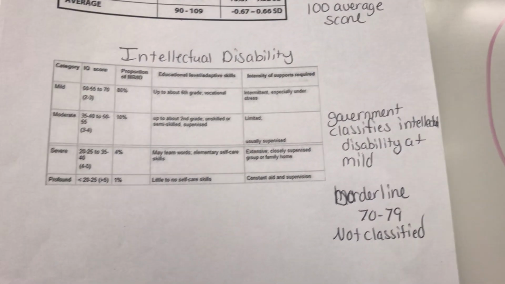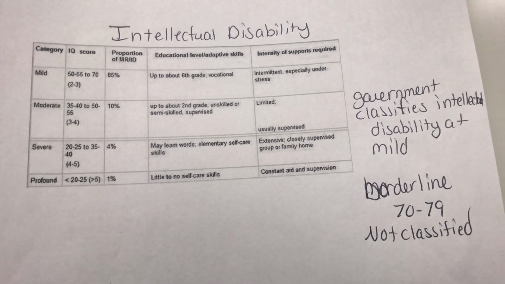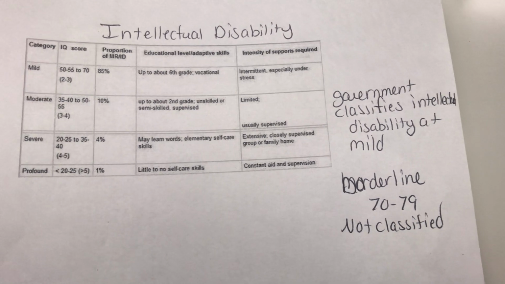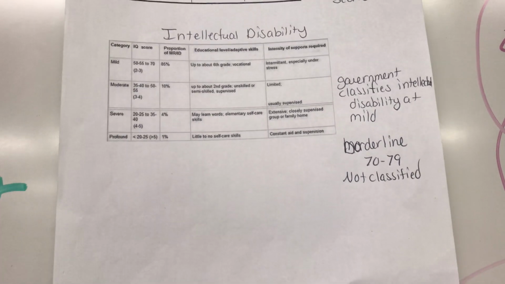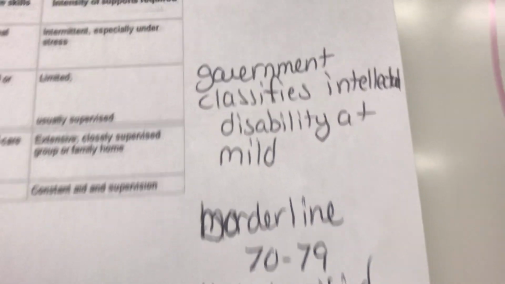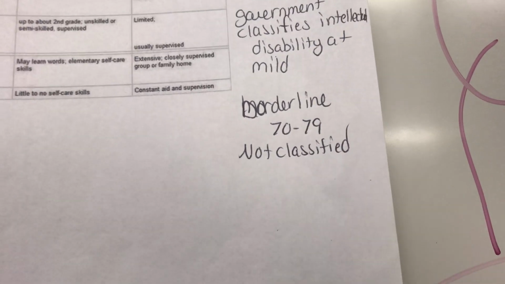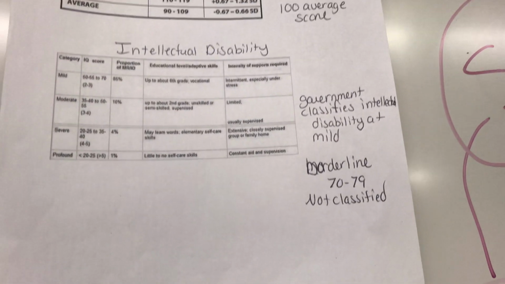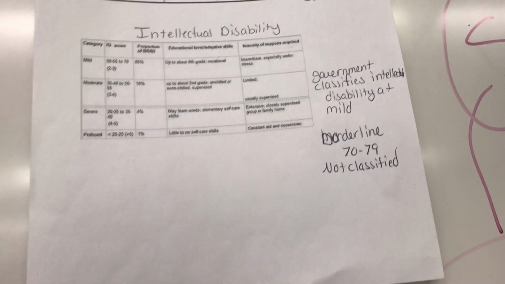This is intellectual disability, okay? When we start at the moderate intellectual, no, actually, my bad. When we start at the mild, that is where government is actually going to start classifying different types of intelligence. Again, government classifies intellectual disability at the mild range. Borderline, which is not on here, okay? Borderline is 70 to 79. That is not classified, okay? Which means they would not receive Social Security financial help from the government, okay?